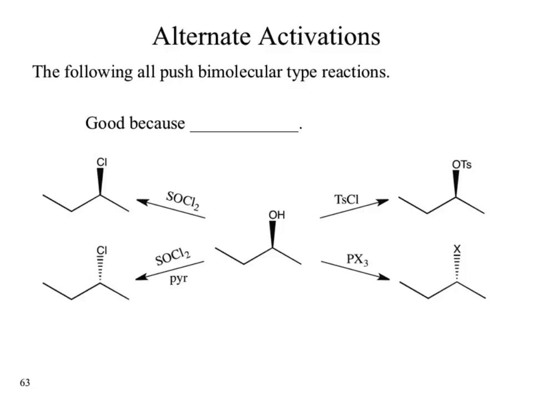PXR. What is PXR? What is X? Halides. Okay. And in particular, bromide and chloride. Okay. What is P? Phosphorus. Okay, we're using a phosphorus halide. That will end up with an inversion of stereochemistry as well. Okay?